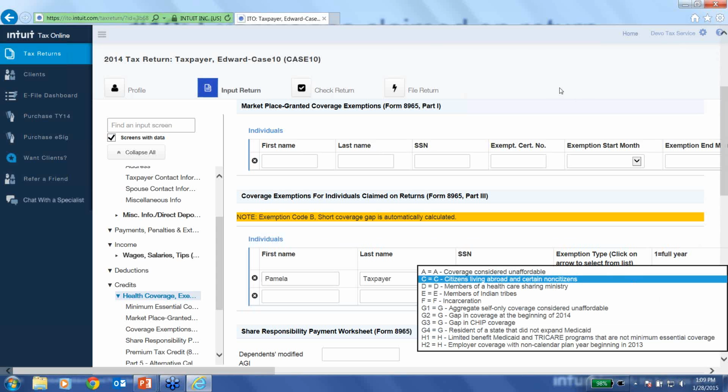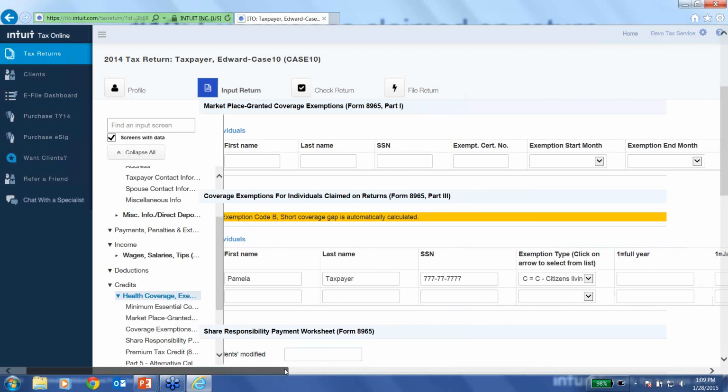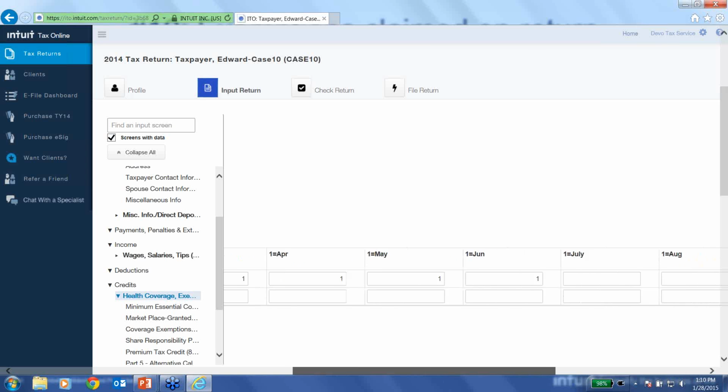You can have exemptions to claim for unaffordable coverage, citizens living abroad and certain non-citizens, members of healthcare sharing ministries, members of Indian tribes, incarceration, aggregate self-only coverage considered unaffordable, gap in coverage at the beginning of 2014, gap in CHIP coverage, resident of a state that did not expand Medicaid, limited benefit Medicaid and TRICARE programs that are not minimum essential coverage, and finally, employer coverage with non-calendar plan year beginning in 2013. So Pamela chose option C for January through June.